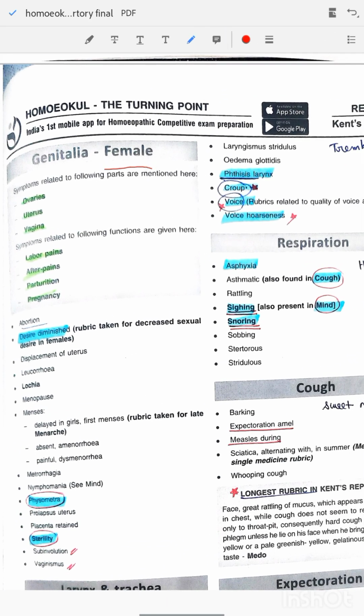Genitalia female, we have symptoms mentioned over here of ovaries, uterus and vagina, and also symptoms related to labor pain, after pain, parturition and pregnancy are also mentioned in genitalia female. Abortion, desire diminished, displacement of uterus, leukorrhea, lochia, menopause, menses, metrorrhagia, nymphomania, physometra, prolapse uterus, placenta retained, sterility, subinvolution, vaginismus.